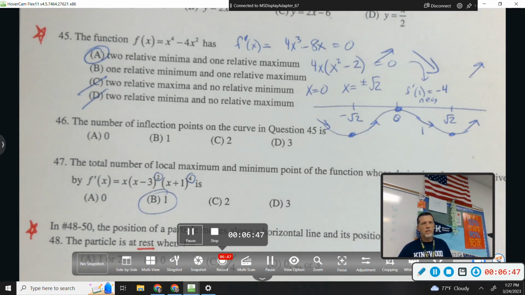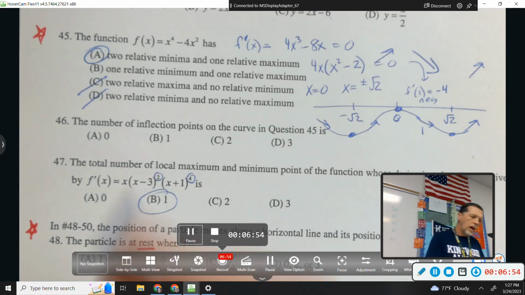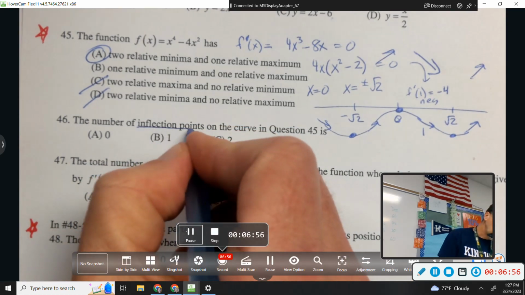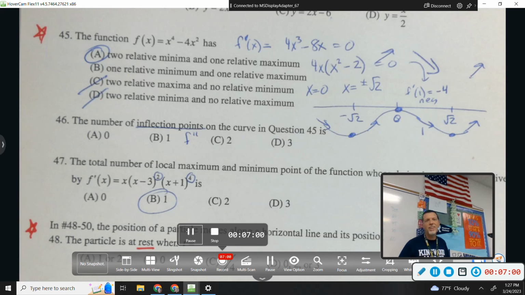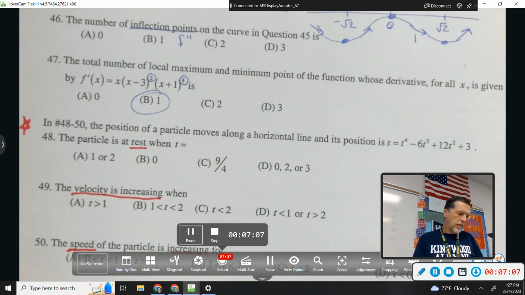Again, that one wasn't a hard one, but we haven't done that in a really long time. How would we do inflection points? F double prime. F double prime changes signs, and so it's kind of the same process, except you take the second derivative. 48 through 50.